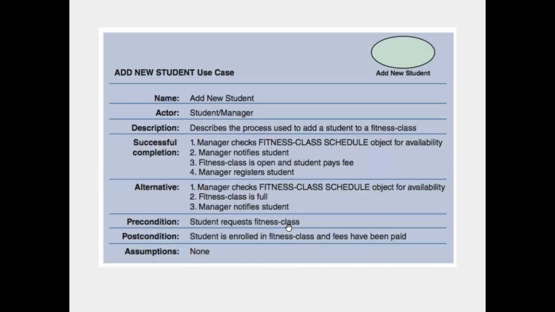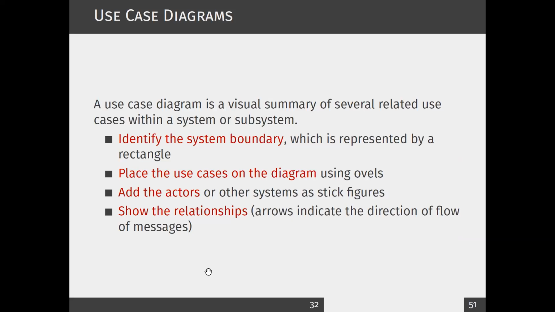Now, for example, the add new user use case, we can see we have the name for the use case as add new student, and we will list all the actors interacting. We have student and managers. Then description, that means the description for this use case. If the use case is successful, then what will happen? If not, what will happen? Any preconditions, post conditions, and also you list any assumptions. So this will be a detailed description of the use case diagram, use cases.